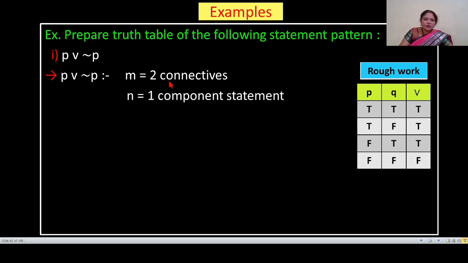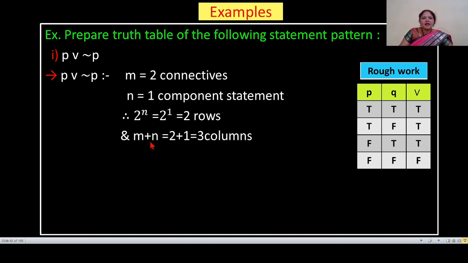For connectives, letter m is taken, and for statement letters, n is taken. Therefore, 2 raised to n. This 2 is the possibilities of a statement, that is true or false. 2 raised to n equal to 2 raised to 1 equal to 2 rows, and m plus n equal to 2 plus 1 equal to 3 columns. Now let us see the truth table.